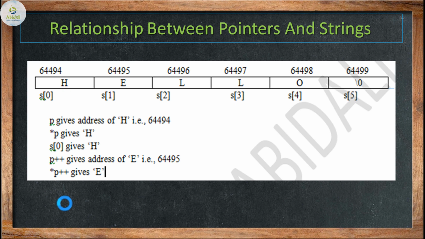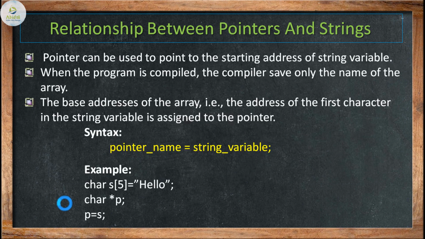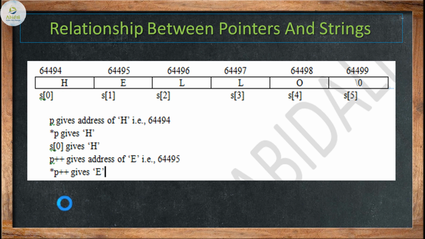P++ will increase by 1; the pointer is pointing to the very first element before this statement. Next it will jump to the next block, whose address is 64,495. So P++ gives the address of E, that is nothing but 64,495. After this statement, when it is pointing to the 0th index and I perform the operation, value at P++ will give me E. This is how arrays and strings are related.